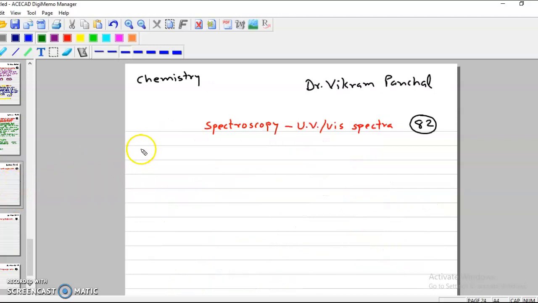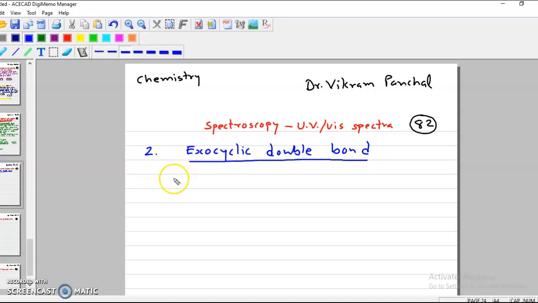Next one is exocyclic double bond. Okay, so what is exocyclic double bond? But for that, first of all, we should understand what is endocyclic double bond. So before we go for exocyclic, we should know what is endocyclic double bond.